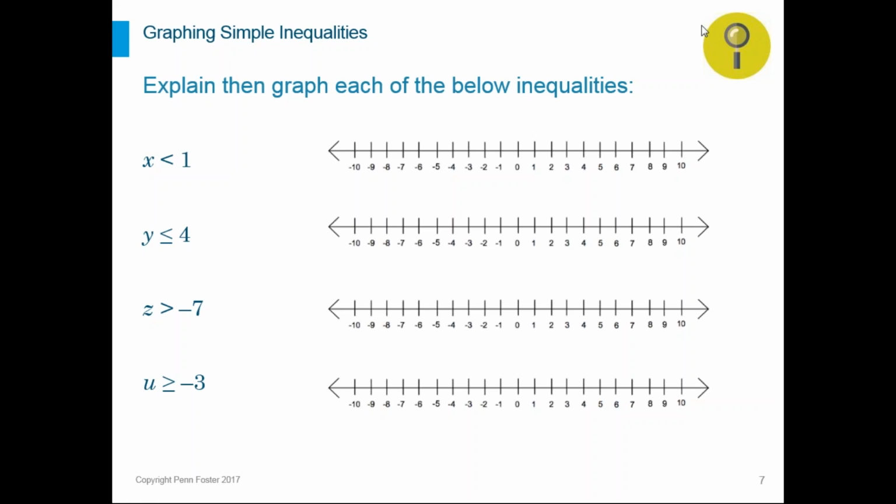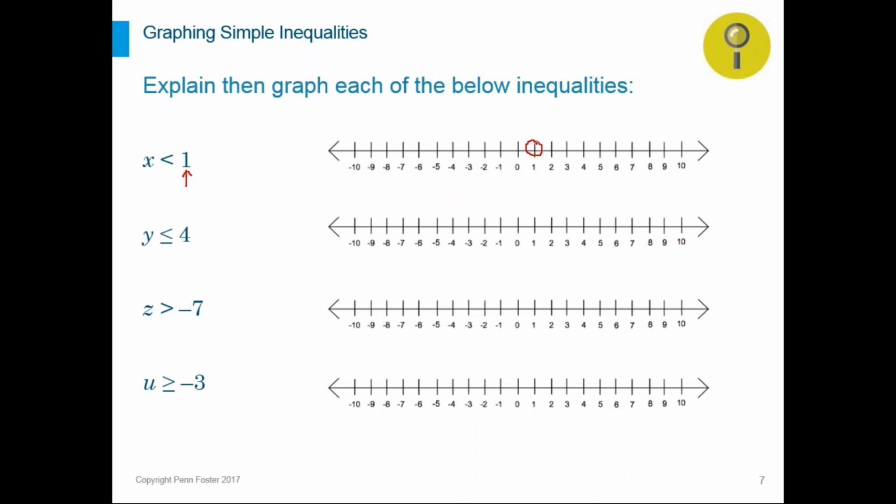What we basically do is look at the inequality that we're trying to graph. The inequality reads x is less than 1. The first thing I'm going to do is decide which value I'm going to circle. The 1 is the value I'm going to circle on the number line. Let's find the 1 and circle the 1.